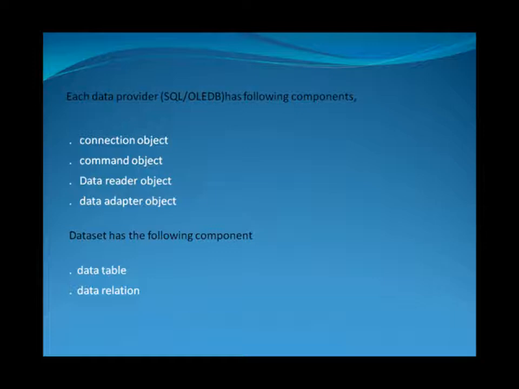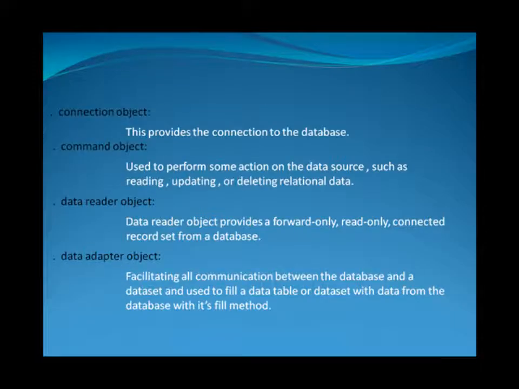These provide the connection to the database. The connection object has the details of the database: where is the database, in which server, and credentials to the database. These kinds of information are with this connection object. The command object is used to perform an action such as reading, updating, or deleting data in the database.